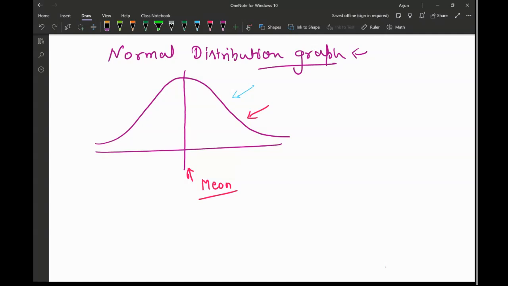Now, if I dissect the bell-shaped curve right into the middle, this middle point will be called the mean point. This will represent the average of the sample or the average of the population, depending upon what we are studying. There are a lot of things which follow the normal distribution graph. Majority of the things, actually, you can put under the normal distribution graph.